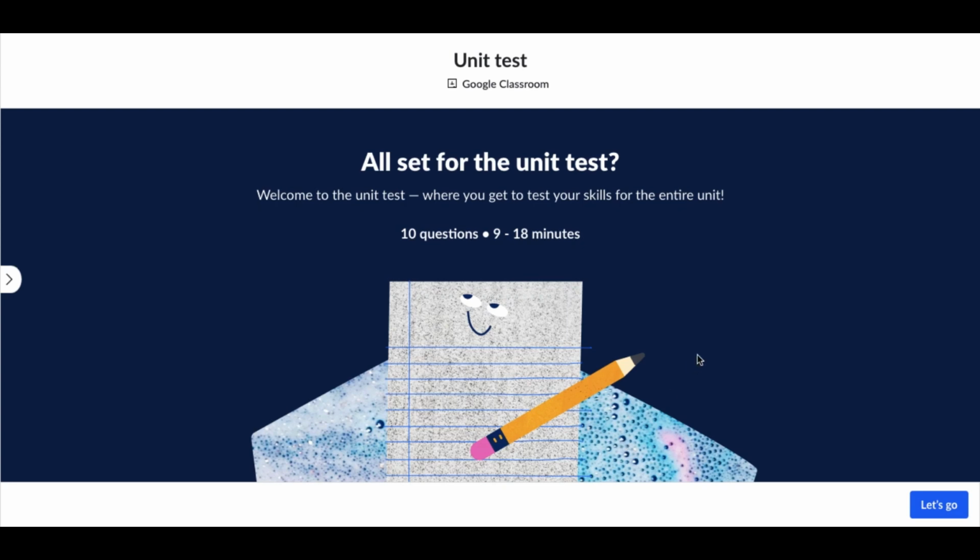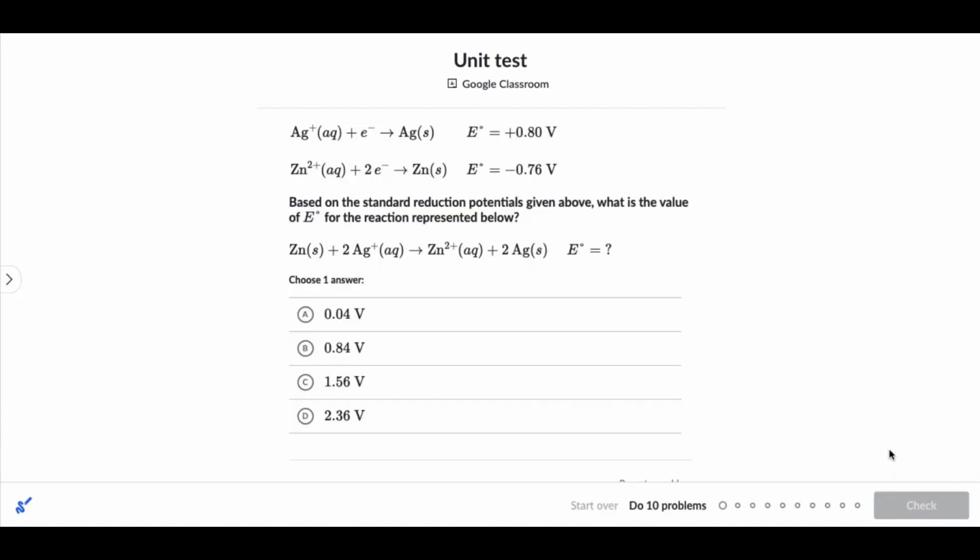So today we're going to do a quick review of the last unit of the AP chemistry exam, which is applications of thermodynamics. This is actually the unit test I took from Khan Academy, and now let's review that together. So without further ado, let's get started. Based on the standard reduction potentials given above, what is the value of E for the reaction that we presented below?